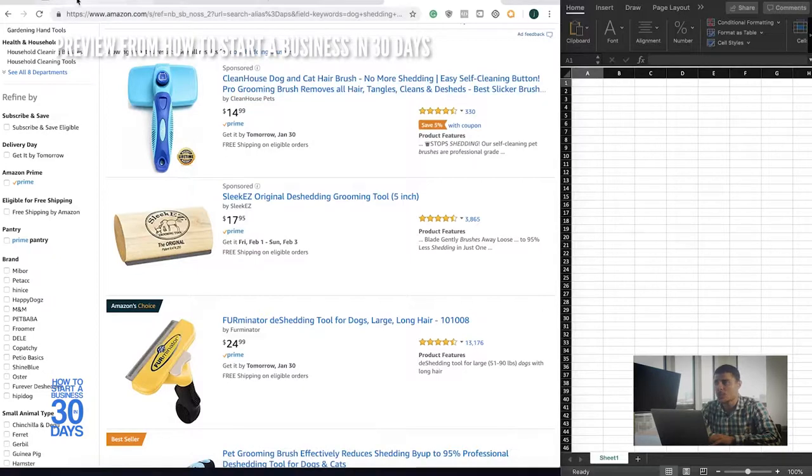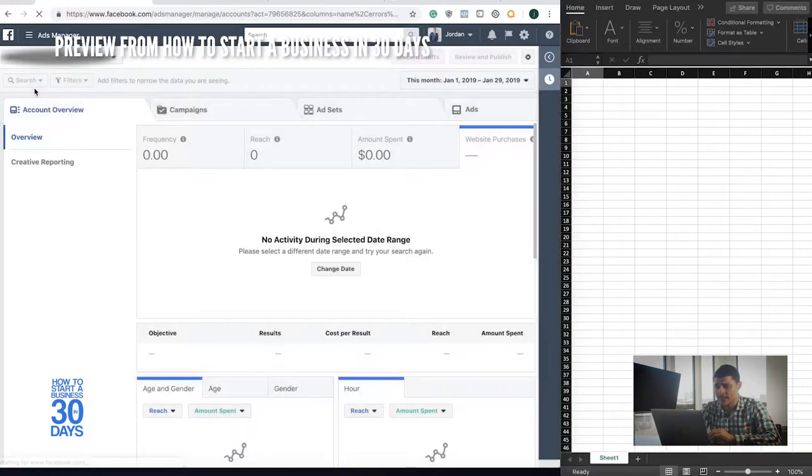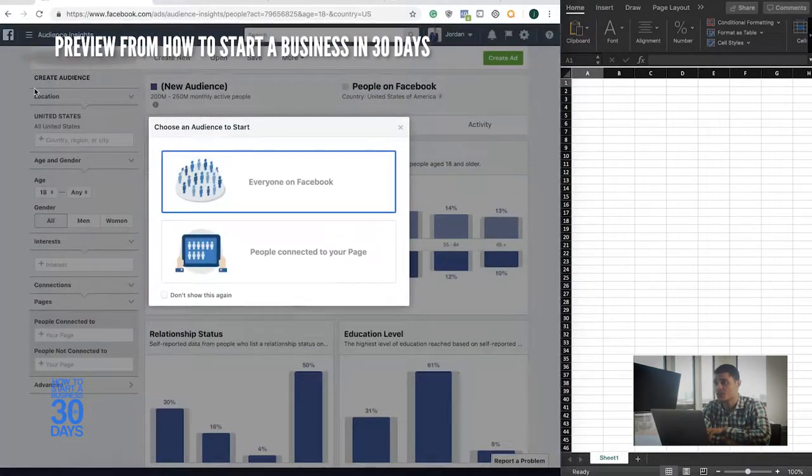So basically, you're going to want to dive into your Ads Manager and then come over here to Audience Insights. Audience Insights is going to be a very, very powerful tool that you can use to trim down your audience, understand whether you're targeting the right audience, and understand if the audience that you're targeting is going to have great feedback as it relates to this particular product, right?